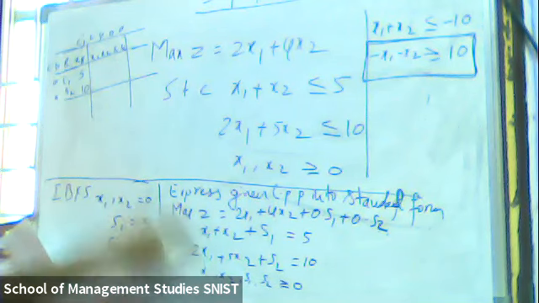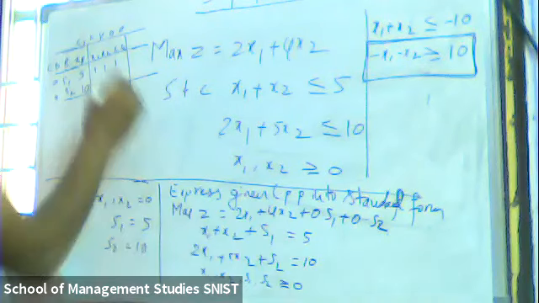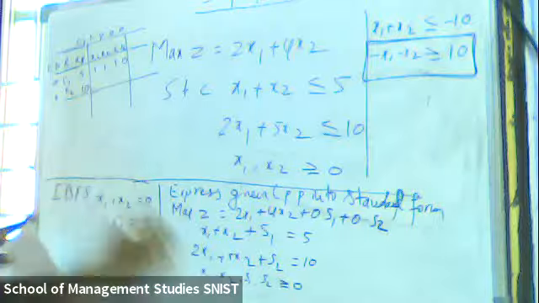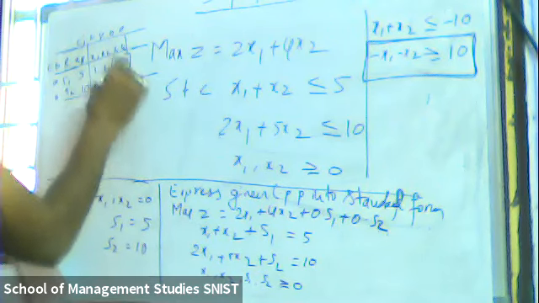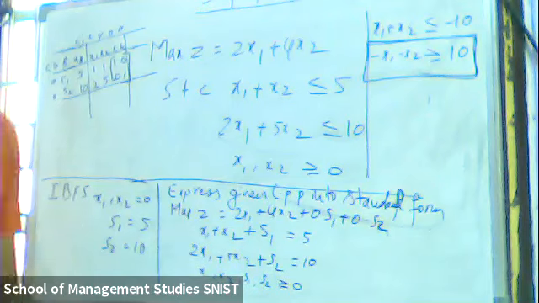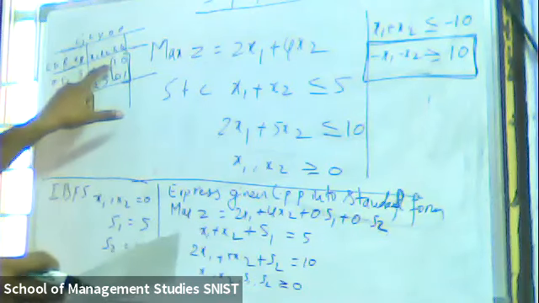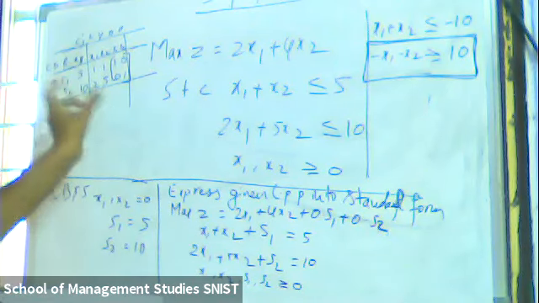How about here? x1 is 1, x2 is 1, s1 is 1, s2 is 0. Then what about here? 2, 5, 0, 1. How many of you are observing here? What is this, 1 0 0 1? In the first constraint, we don't have S2 value, so we take 0. No, I'm talking about here 1 0 0 1. So we got a matrix here.